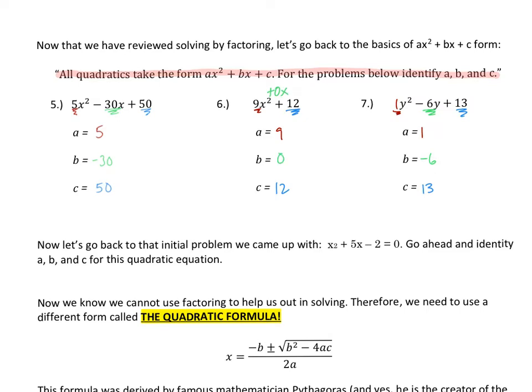So really my b value is 0 here. Everything just doesn't scoot up. My b value is not going to be 12. My c value, my constant, will always be 12. So just keep that in mind.